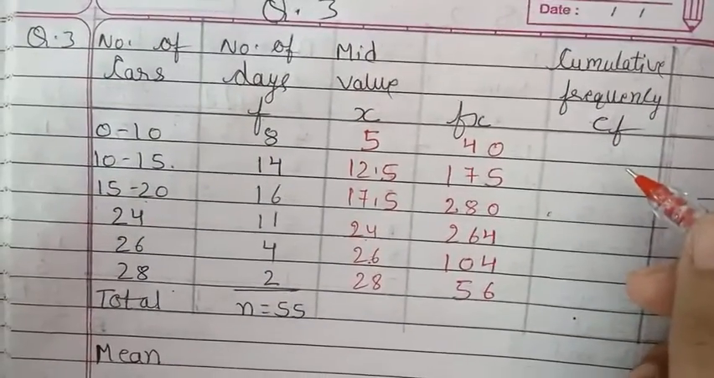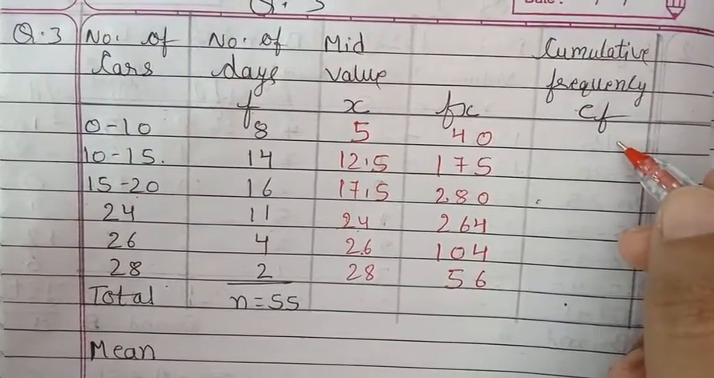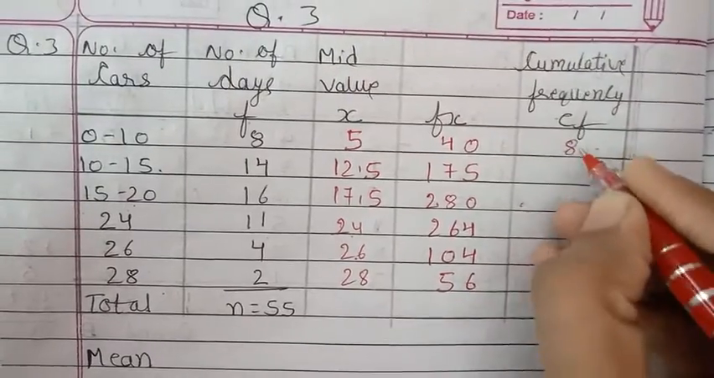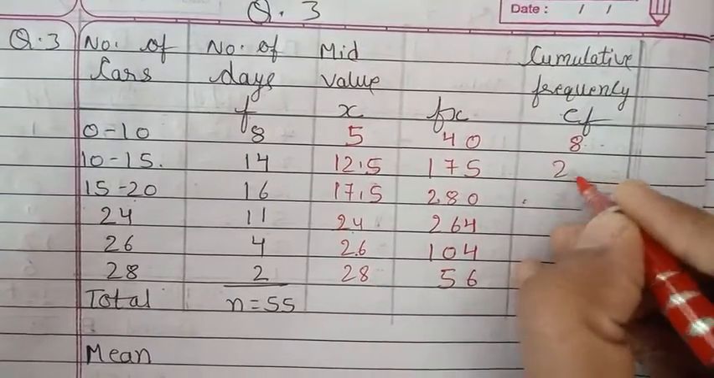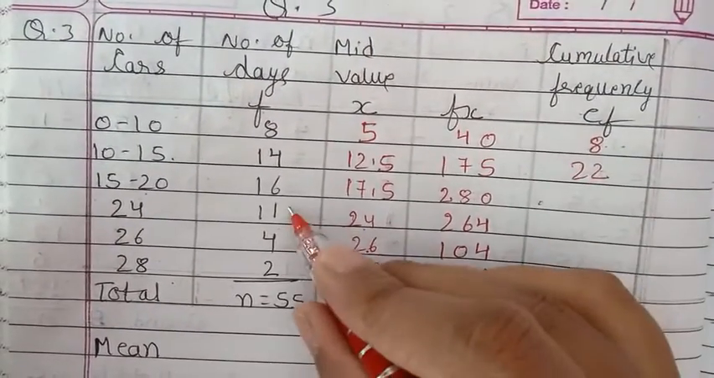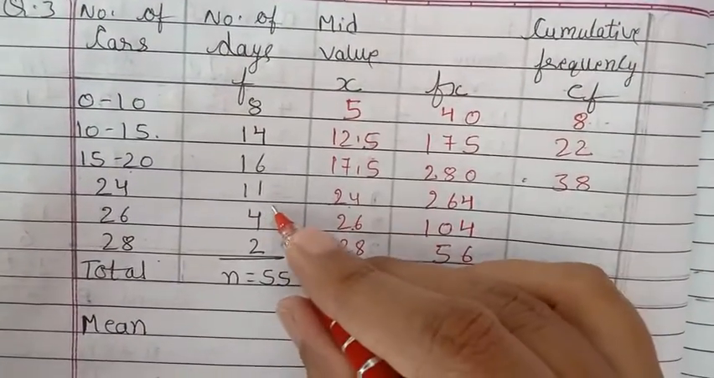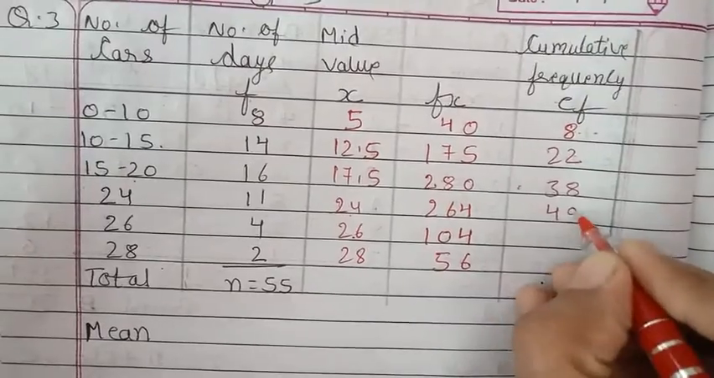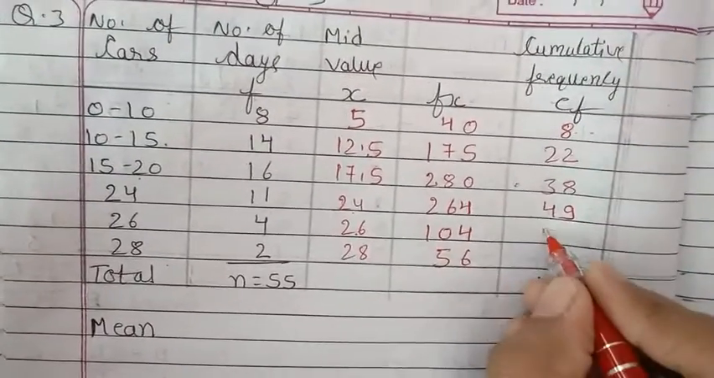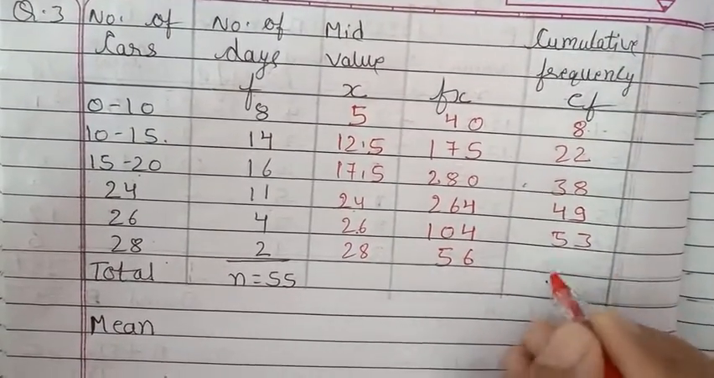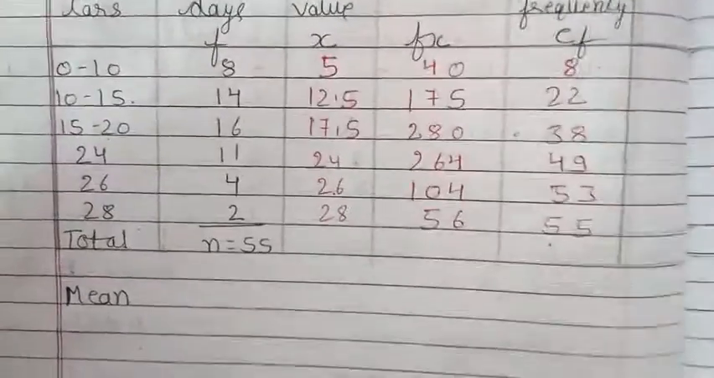Now we have to find CF, that is cumulative frequency. So 8 plus 14 will give you 22. 22 plus 16 gives us 38. 38 plus 11 is 49. 49 plus 4 gives us 53. 53 plus 2 gives us 55.